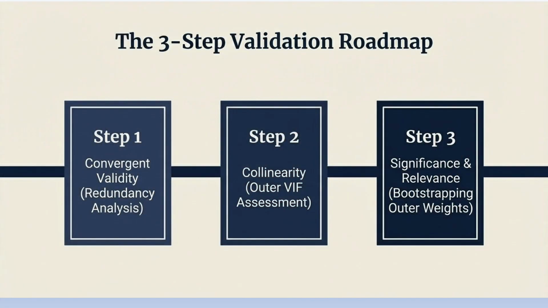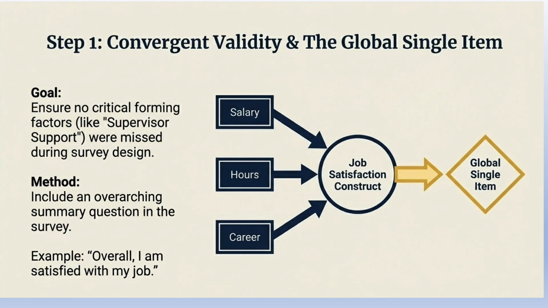We can evaluate the formative measurement model in three steps. Firstly, we assess the convergent validity of the measurement model. Secondly, we check for the collinearity issue. Lastly, we assess the significance and relevance of the formative indicators. Convergent validity simply means that you have asked the correct questions for that construct. For that, we follow a procedure called redundancy analysis.